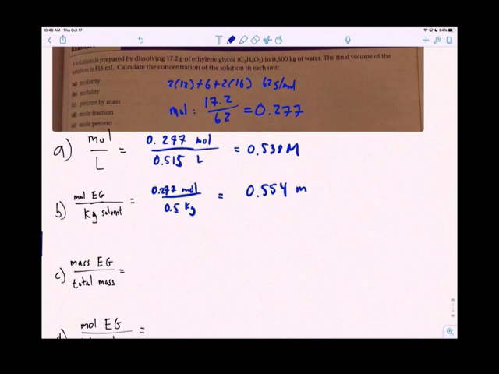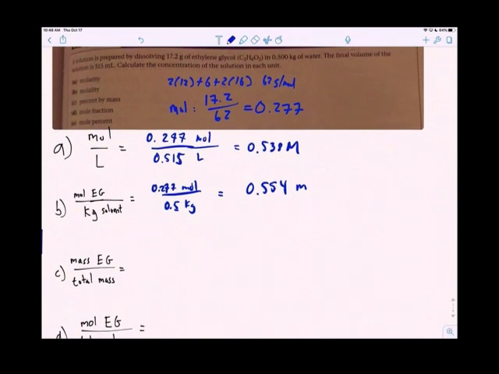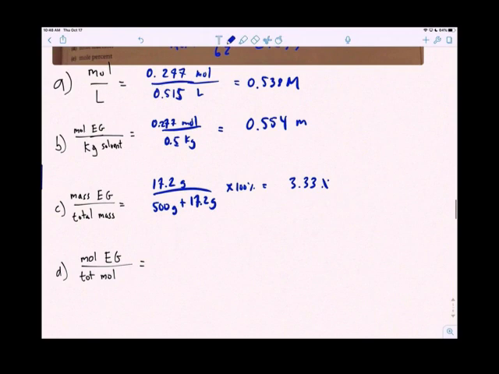Next thing, percent mass. This is going to be 17.2 grams of ethylene glycol over the total mass. Half a kilogram is 500 grams plus 17.2 grams. You put that in your calculator, and then times 100%. This becomes 3.33%.